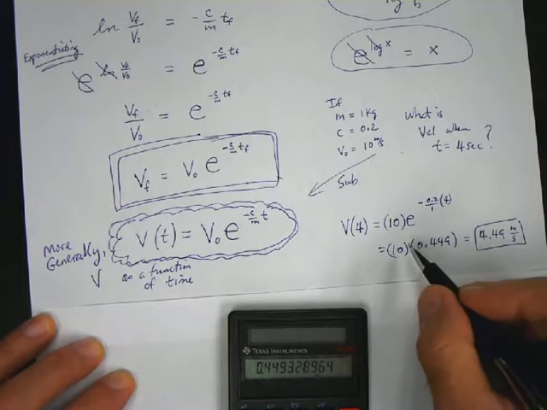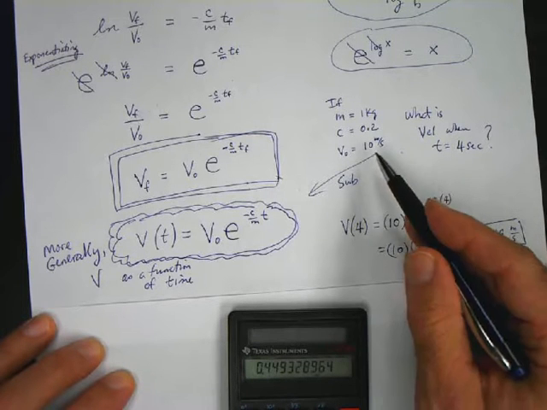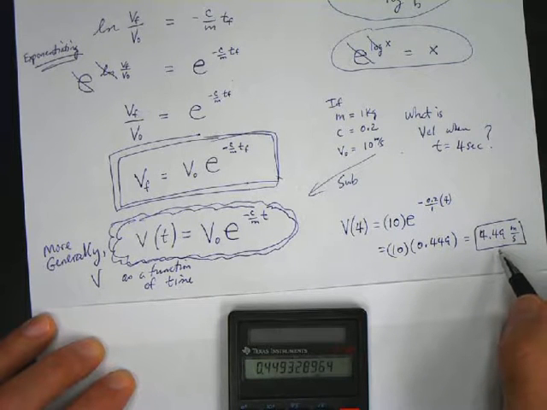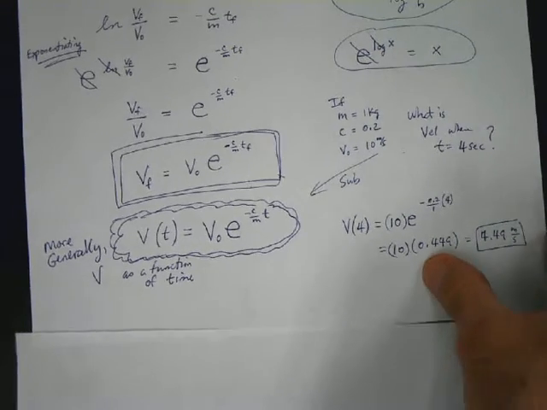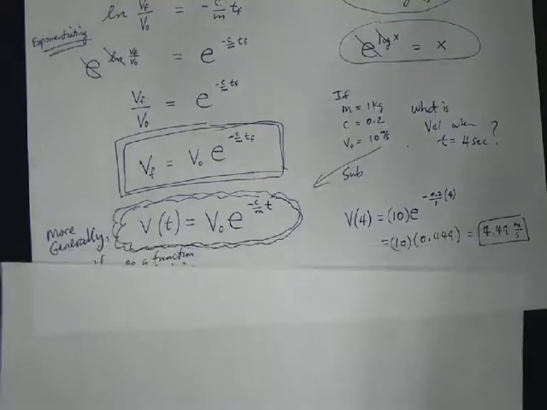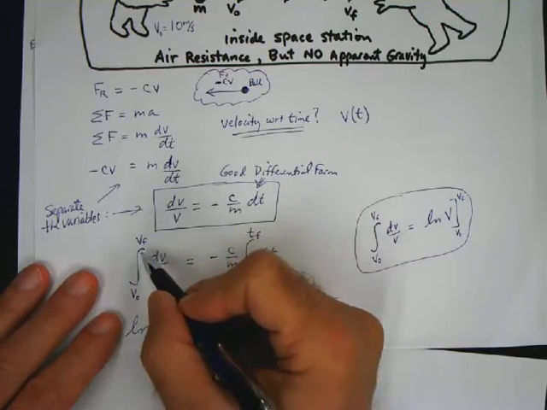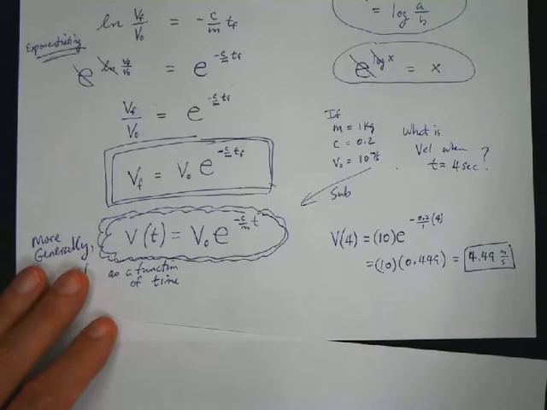So that'd be 10 times 0.449, or 4.49 meters per second. So that's the velocity of that ball after the ball's been traveling for 4 seconds. So it started out at 10 meters per second, and now it's much slower. After 4 seconds of travel, it's only going 4.49 meters per second.